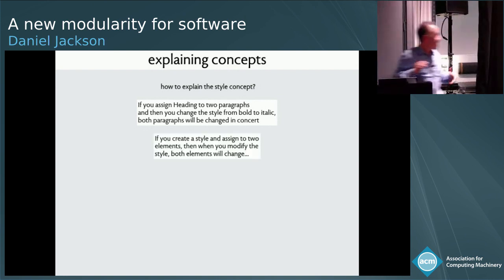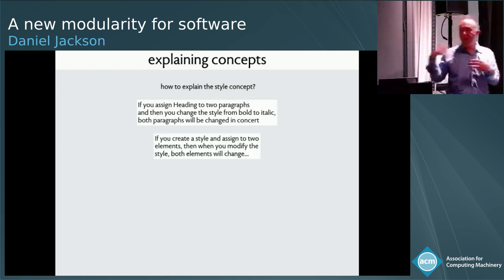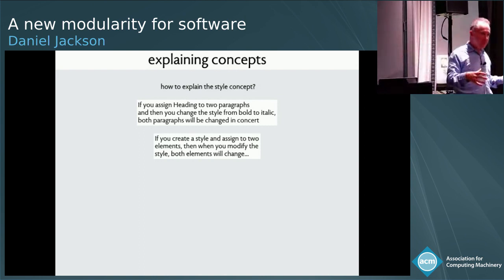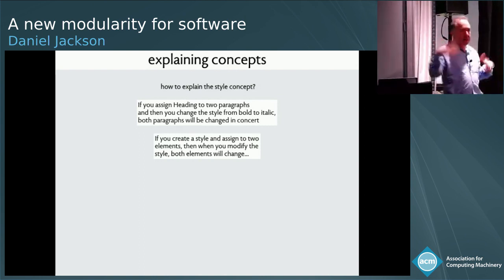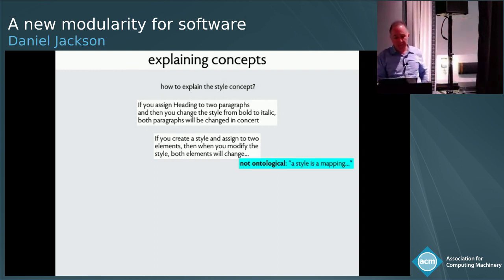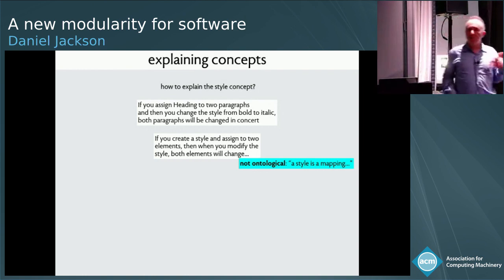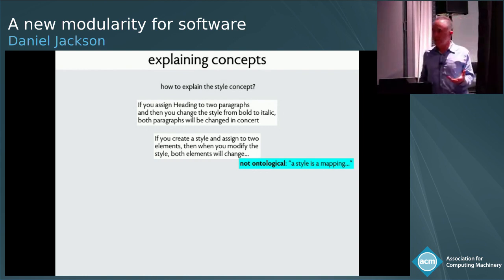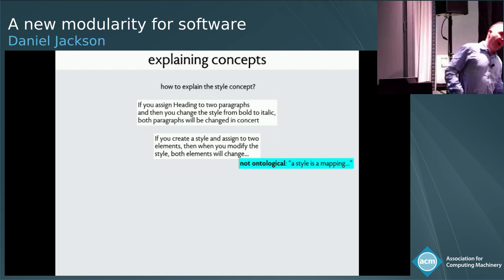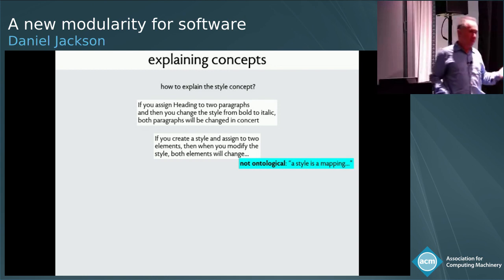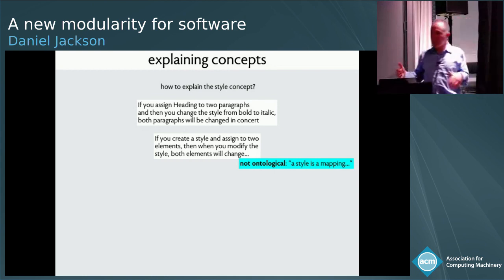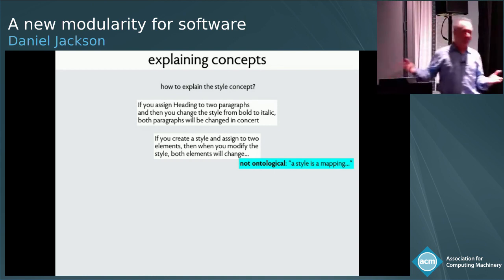Or I could put it more generically. I could say, if you create a style and you assign it to 2 elements, whatever those elements are, and you update the style, then all the elements change accordingly. So 2 things to notice. The first is that this explanation is not ontological. It's not a kind of dictionary definition that starts by saying a style is a mapping from A to B, right? These kinds of definitions, which somehow we gravitate towards in computer science, are incredibly unhelpful.